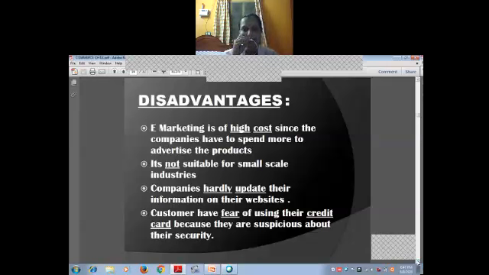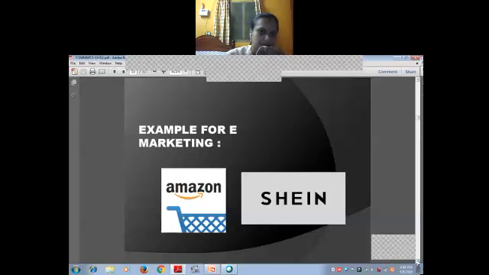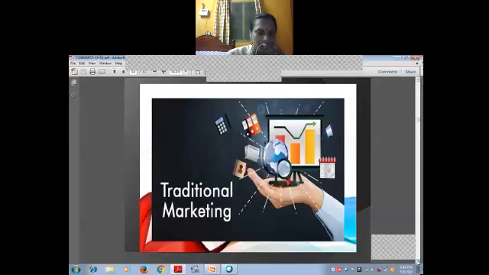Isn't it? Companies hardly update their information on their websites. So updation should be there. So whatever things they are introducing in the market, everything they should update. And then software also, they should update. Customers have fear of losing their credit card because they are suspicious about their security. So sometimes we are also thinking, no, if you are using our debit or credit card, it doesn't say whether they will take our amount more or not. We will be getting fear. So same way, the customer is getting fear about the security. Okay, you understand, children? So you can see so many online websites, Amazon, Shein.